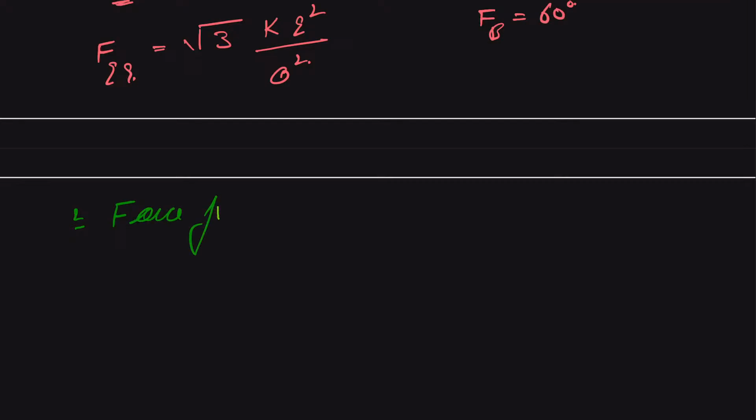Force from capital Q, and let us call this F. Q, capital Q, will be equal to K, Q, capital Q, upon R square. And R we already know, so this comes as K, Q, Q, upon A square root of 3 whole square.